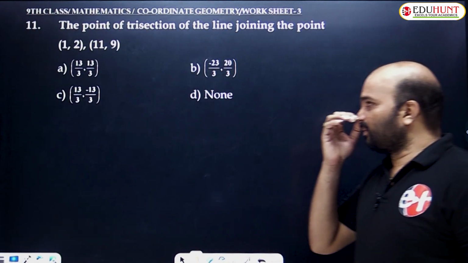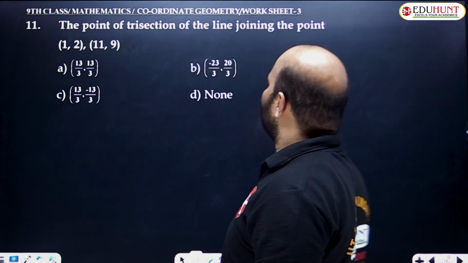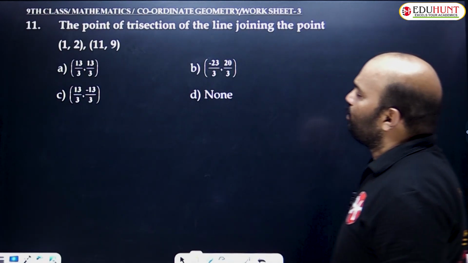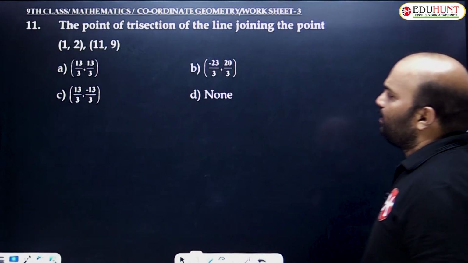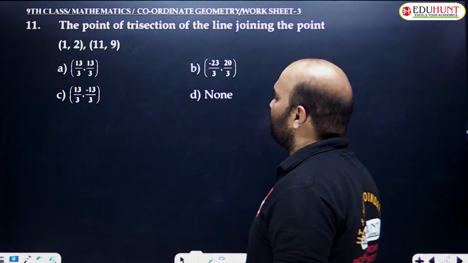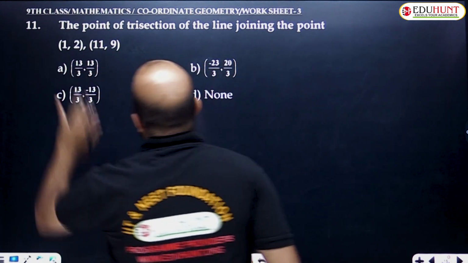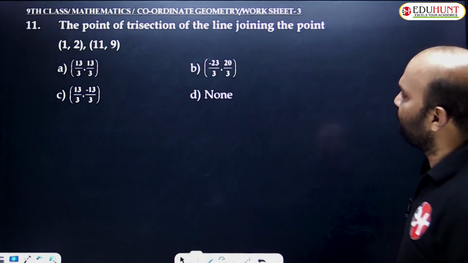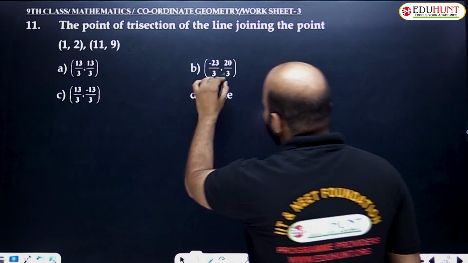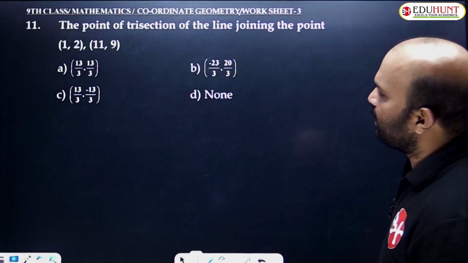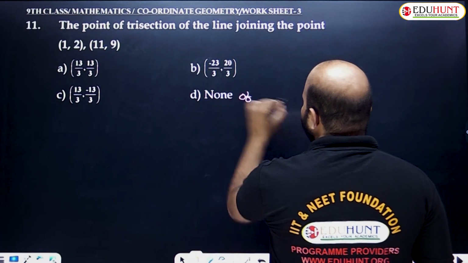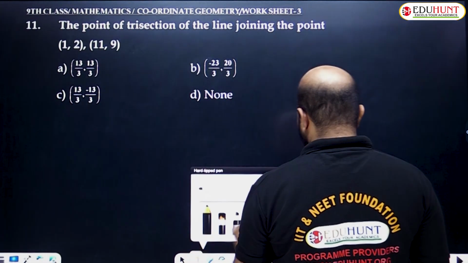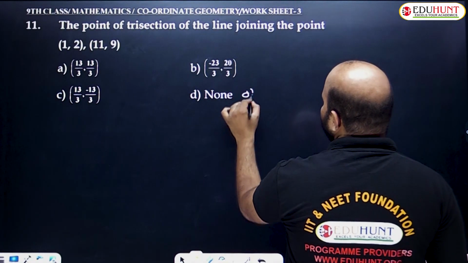So let's go to question number 11. The points of trisection of the line joining the points 1 comma 2 and 11 comma 9. Option A: 11 by 3 comma 13 by 3, sorry, this is 13 by 3, okay. Option A: 13 by 3 comma 13 by 3. Option B: -23 by 3 comma 20 by 3. Option C: 13 by 3 comma -13 by 3. Option D: none of these.